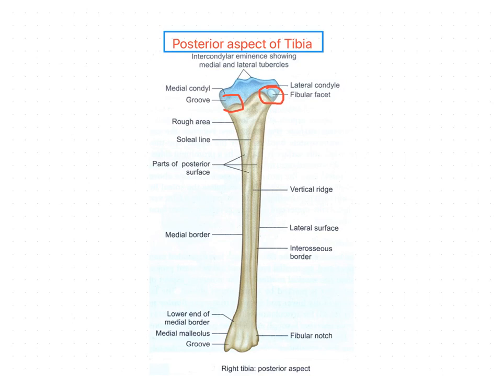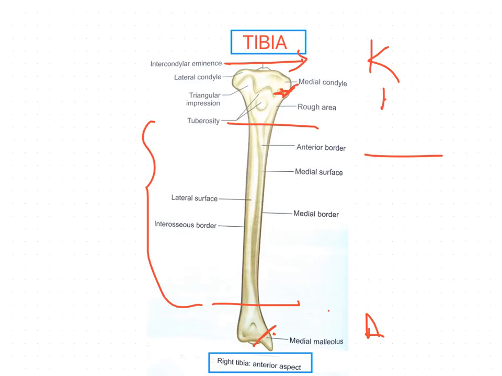Okay, now again we will see the anterior aspect. The anterior surfaces of the medial and lateral condyles merge to form a large rough triangular area. The apex of this triangle is placed inferiorly and is raised to form the tibial tuberosity. So this one. The tuberosity has an upper smooth part and a lower rough part. The lateral margin of the triangle has a prominent impression. On the lateral side, it has a prominent impression, which is also triangular.